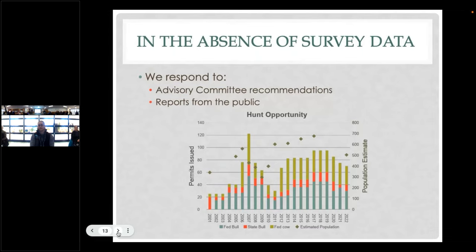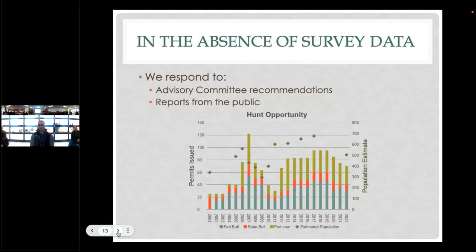Sometimes, in the absence of survey data, as I mentioned, we were on our 5th year, and I want to get these areas surveyed every 3 to 5 years. We can respond to other things, and we did. The public was talking to us about concerns about a reduced number of bulls on the landscape. So in 2020, we went to the advisory committee and talked to them about the information that we had and asked them what they wanted to do.